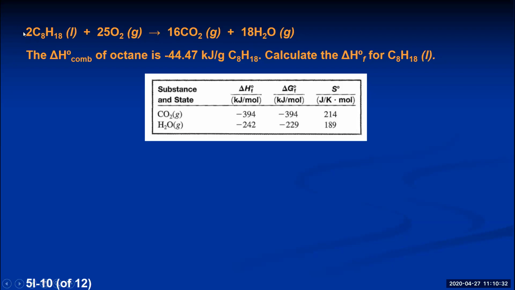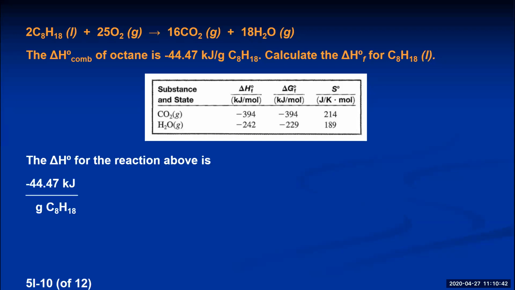2 moles of octane. So the delta H naught for the above reaction is going to come from the negative 44.47 kilojoules per gram. I'll need to switch this from kilojoules per gram into kilojoules per mole by using octane's molar mass. So 114.26 grams per mole allows the grams to cancel out. Now it's kilojoules per mole.